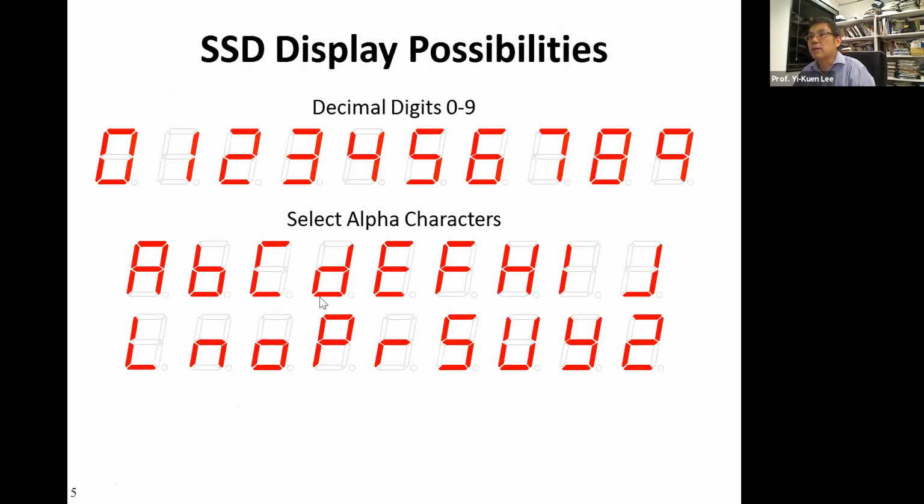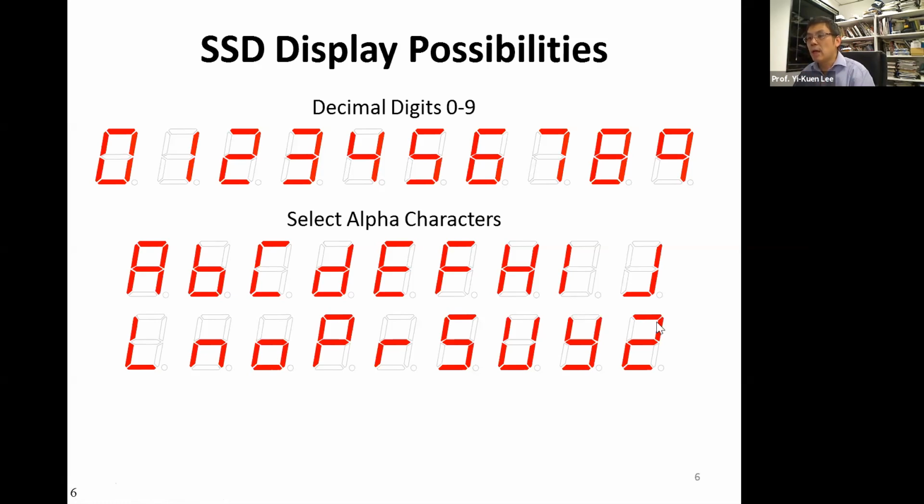And then you see, we can really have all the decimal digits 0 to 9, and also selective alphabet characters, right? A, B, C, D, E, F, G. So this will be possible, and this becomes very useful for you, once you have your sensor data, to use this kind of SSD to show your sensor data. That's a very important thing.